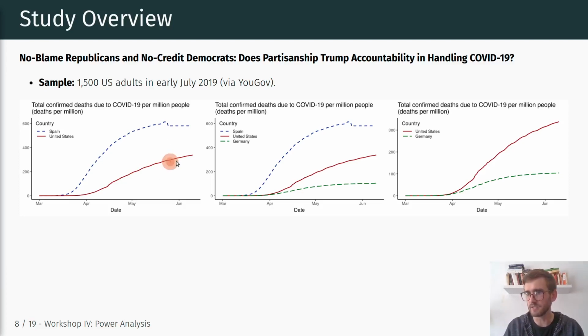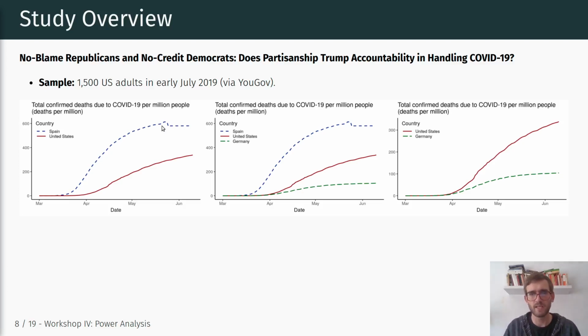You can see that, of course, deaths were rising in the United States, but if you compare it to Spain, which was hit much harder early on in the year, in March and April, death rates were much higher in Spain, right? So viewing that information puts the U.S. performance at that time, or the performance of the U.S.